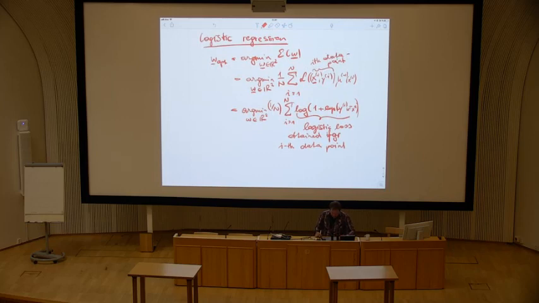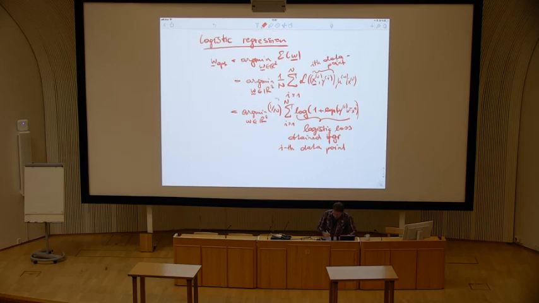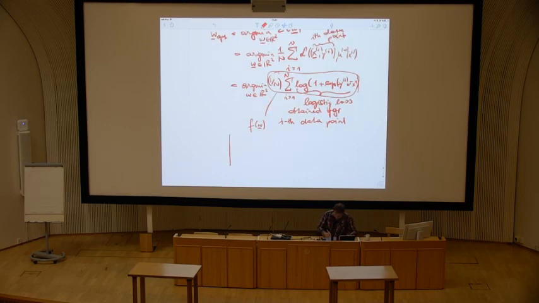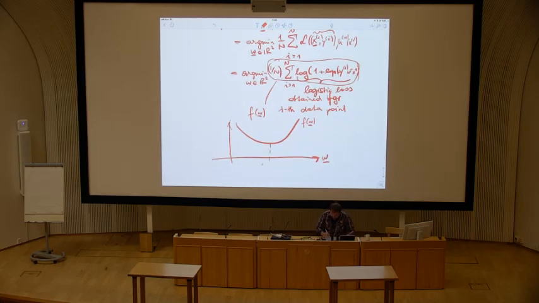And it turns out that this function here, let's call it f(w), is, guess what? Convex and differentiable. So how do we find the minimum? How can we find the minimum? Yes? Gradient descent, yes. Exactly.